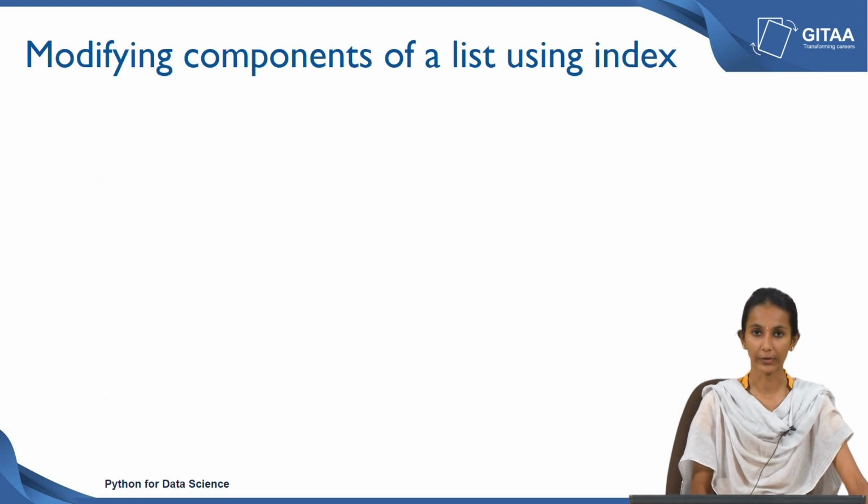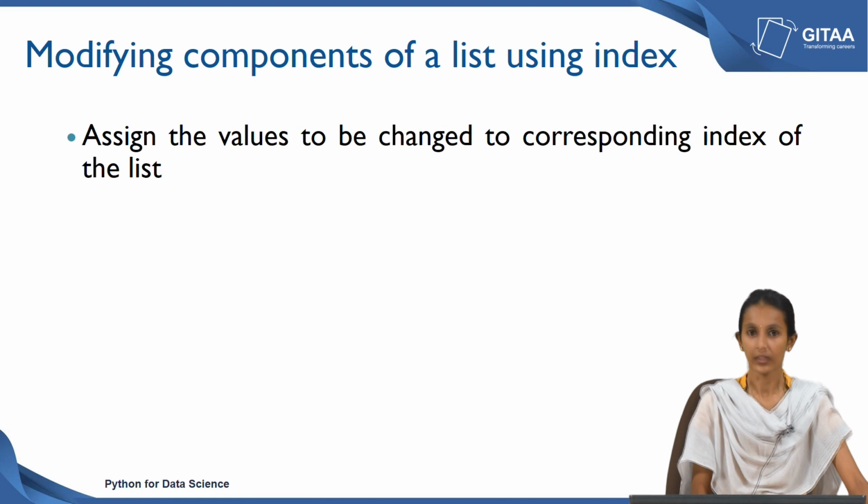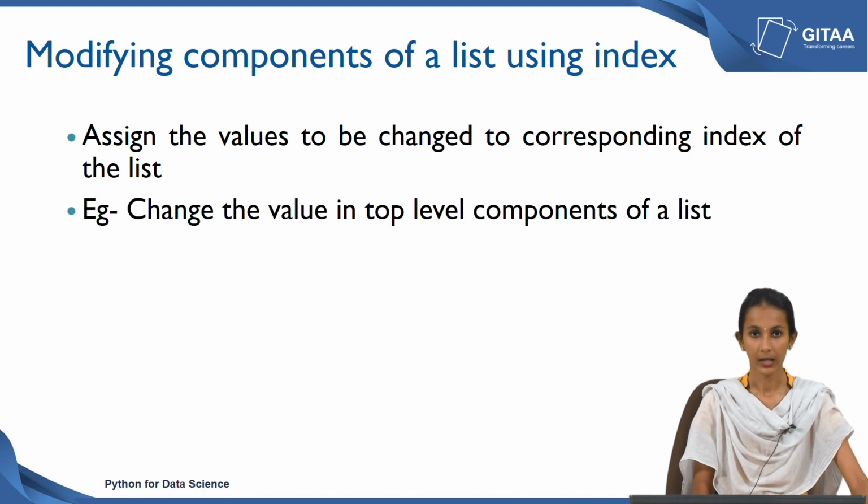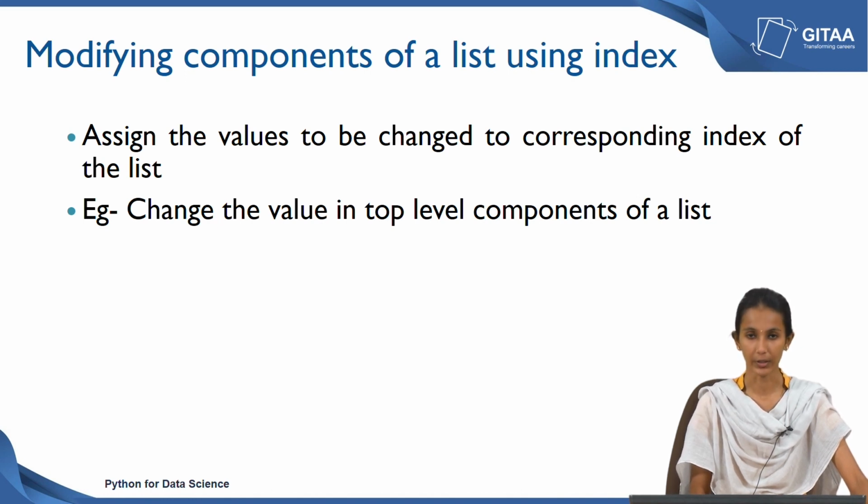Modifying components of a list using the index. First, we will need to assign the values to be changed to the corresponding index of a list. There are two levels in a list. One is called a top level component of a list and the other one is called a sub level component of a list. Let us say I wanted to change a value in the top level component of a list.